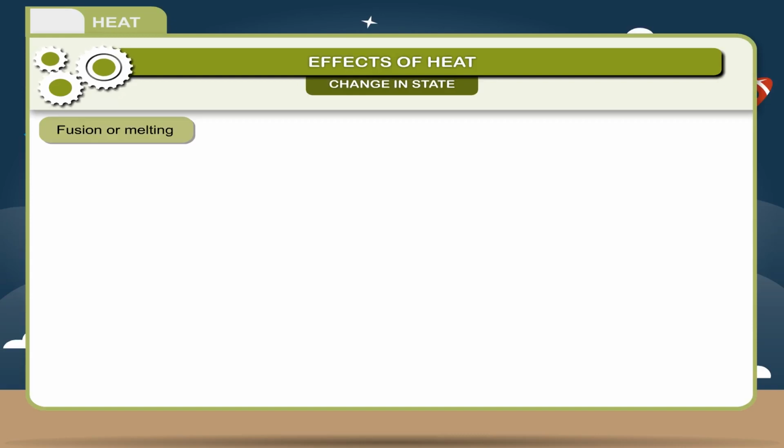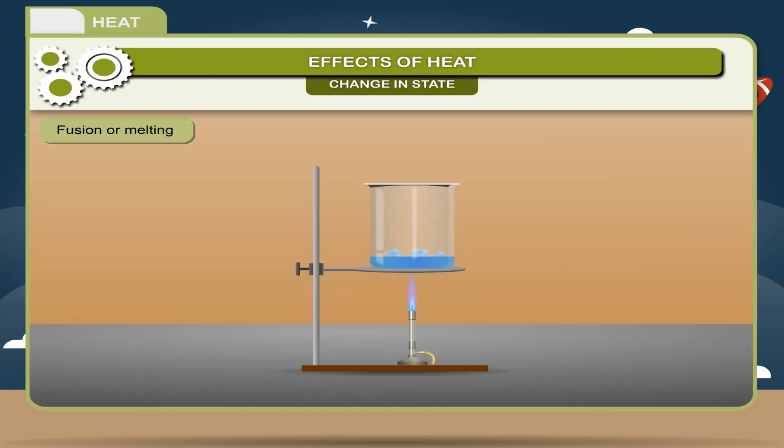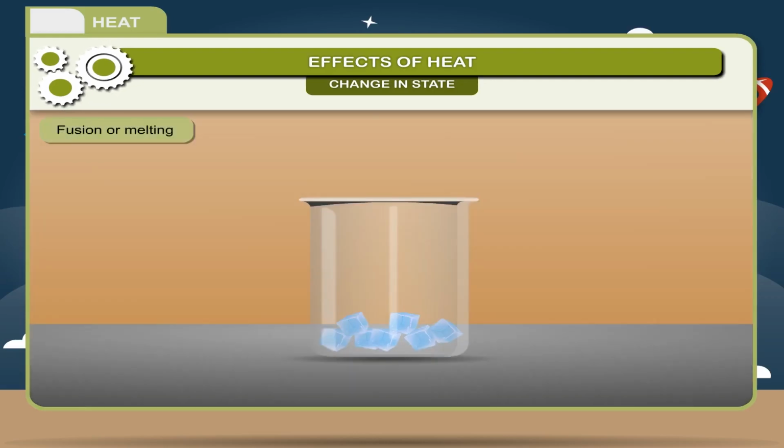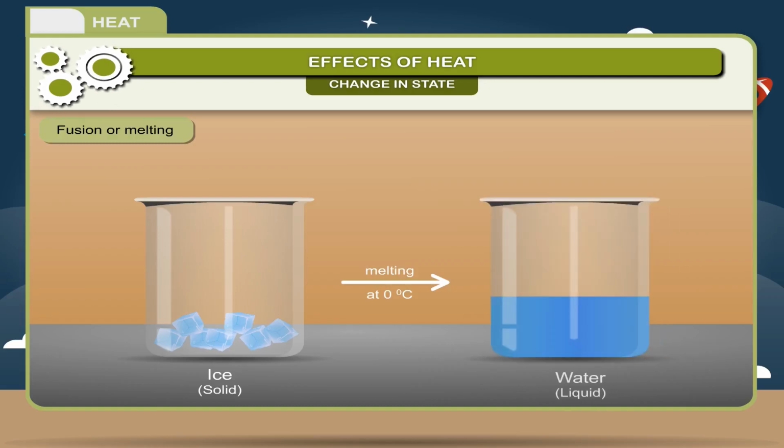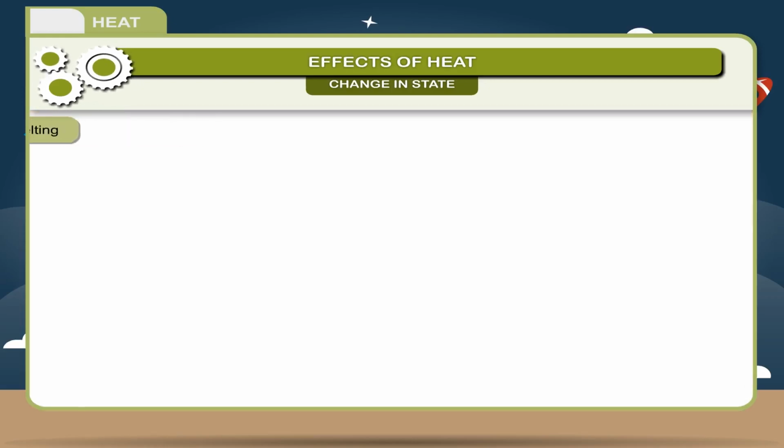Fusion or melting. Fusion is a phenomenon in which a solid changes into liquid by absorbing heat. Melting takes place at constant temperature, called melting point, which is different for different substances. For example, the melting point of ice is 0 degrees Celsius. Ice, solid, melting at 0 degrees Celsius gives rise to water, liquid.